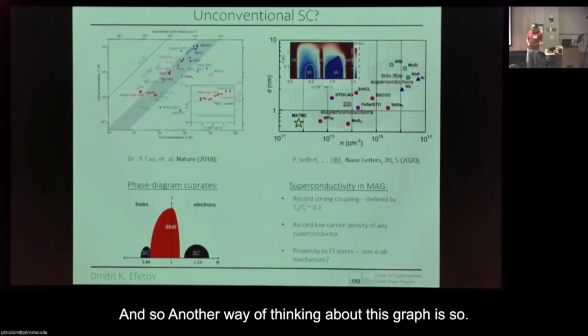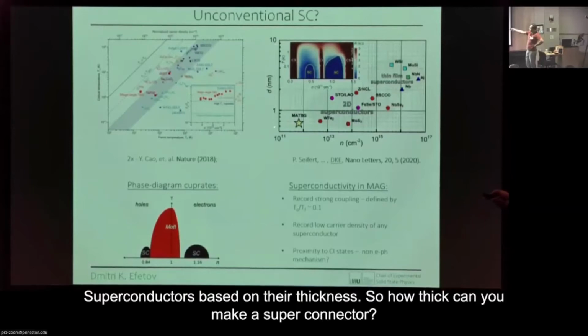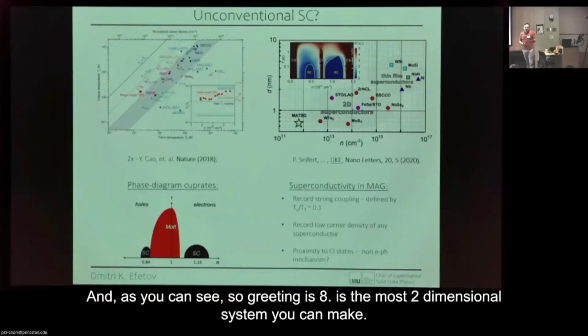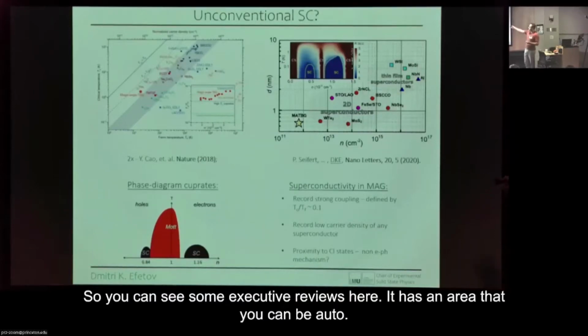Another way of thinking about this graph is what we plotted out here. We plotted out different superconductors based on their thickness. So how thick can you make a superconductor? And also, what is the carrier density in the superconductor? As you can see, graphene is the most two-dimensional system you can make. This is really the thinnest superconductor you can produce. And at the same time, it's also orders of magnitude lower carrier density. So as you can see, magic-angle graphene is here.